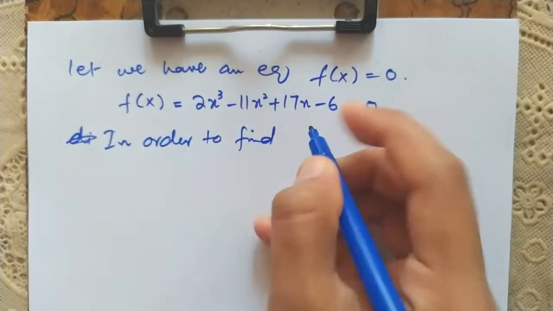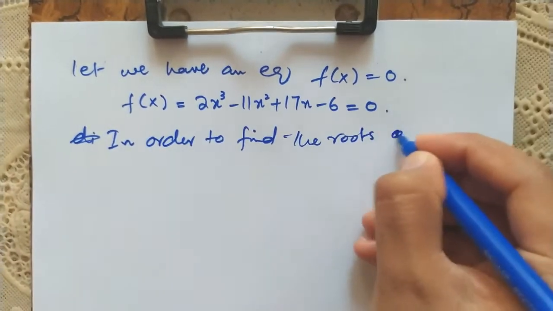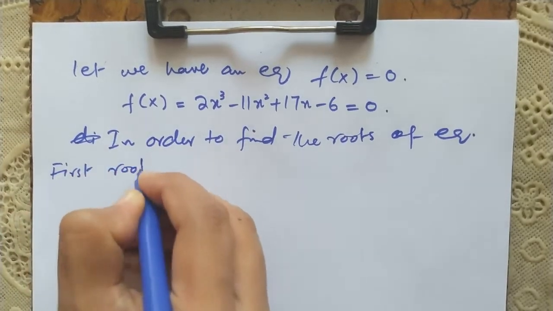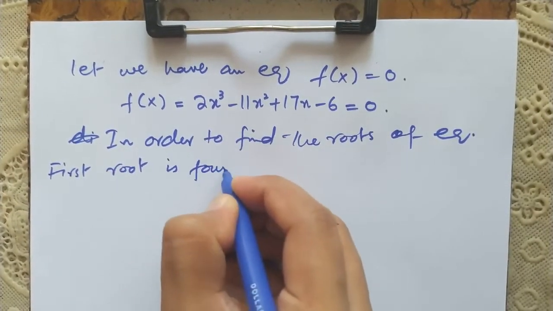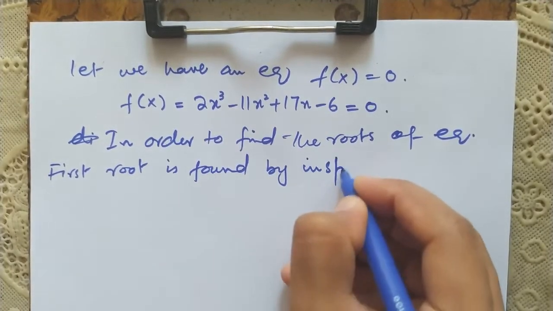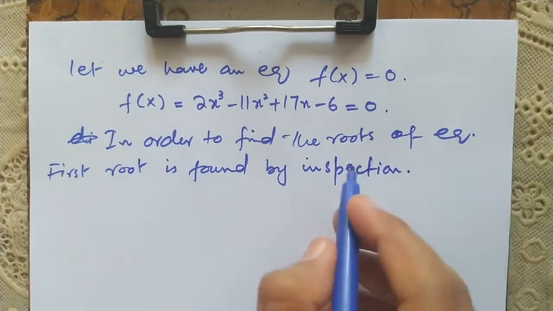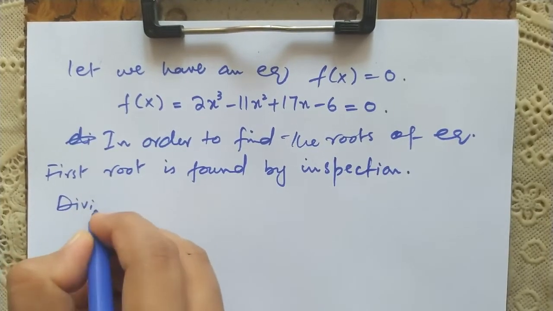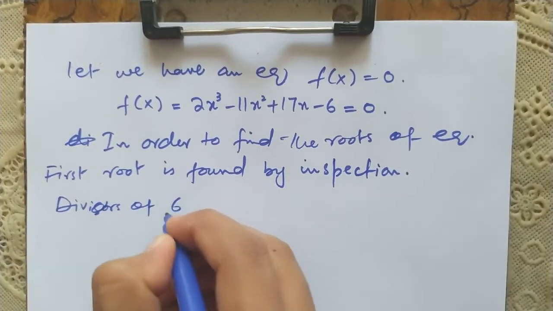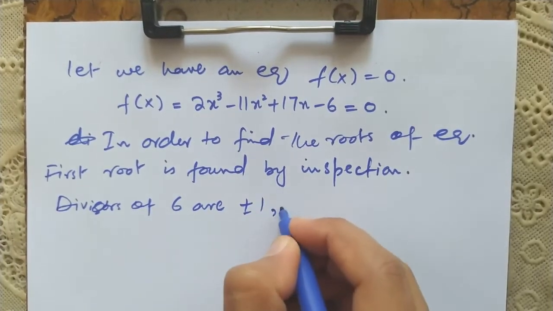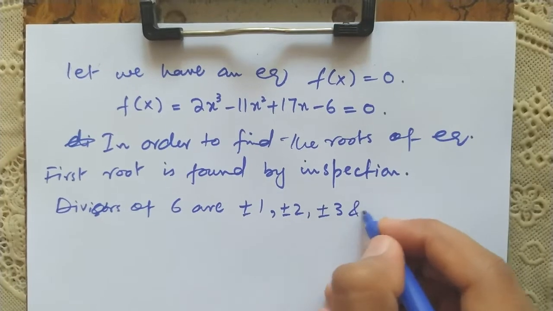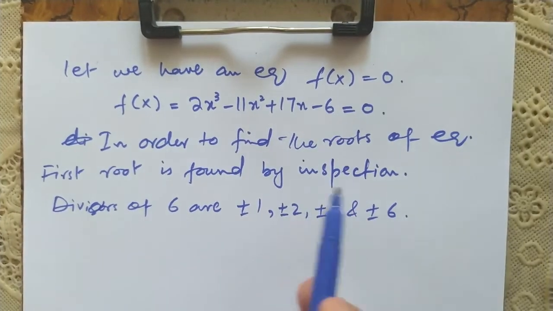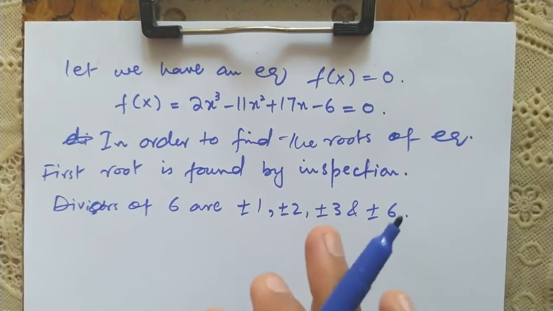In order to find the roots of the equation, the first root is found by inspection. And you know how to find the first root by inspection? First write the divisors of this constant term. The divisors of 6 are plus minus 1, plus minus 2, plus minus 3 and plus minus 6. So all these numbers are the divisors of 6. Now put these divisors one by one in this equation and check which of the divisors are the roots.